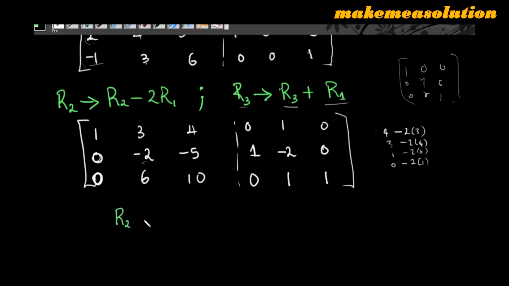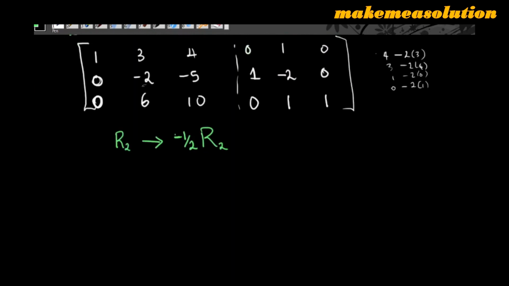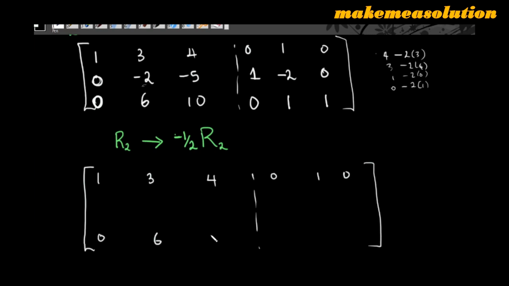We can say the new row 2 should be the old row 2 multiplied by what? Minus half. So minus half times the old row 2. We multiply every entry in the old row 2 by minus half. So if we do that, this is what we're going to get: 1 3 4, now 0 1 0. Row 3 stays as it is, 0 6 10. You have 0 1 1.